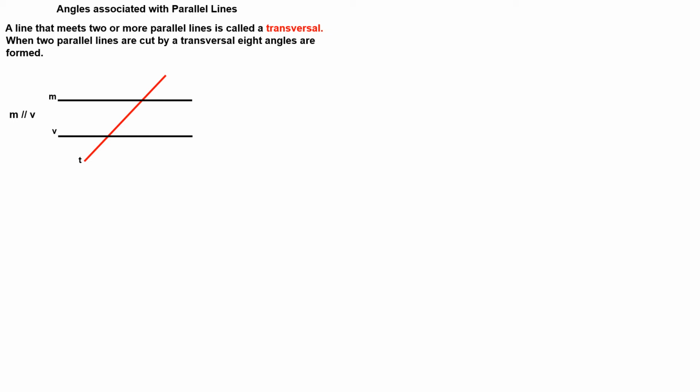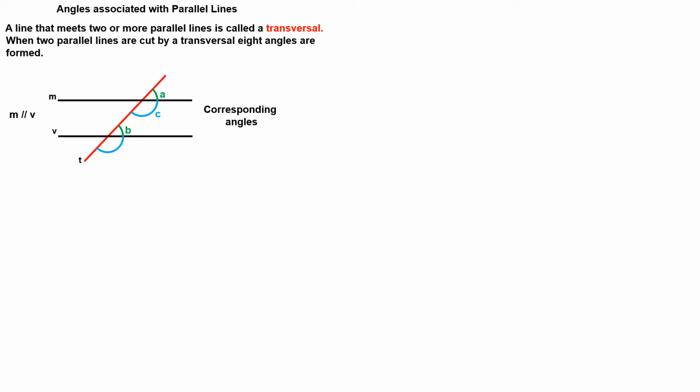Let's study them now. The angles which are in the same relative position are called corresponding angles. They are on the same side of the transversal and the same side of the 2 straight lines, but not adjacent. Look at the figure. Angle A, angle B. They are corresponding angles. They are on the same side of the transversal and the same side of the 2 straight lines.